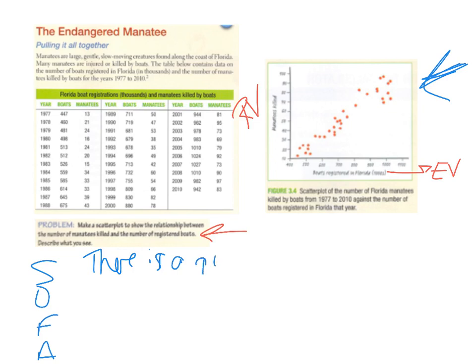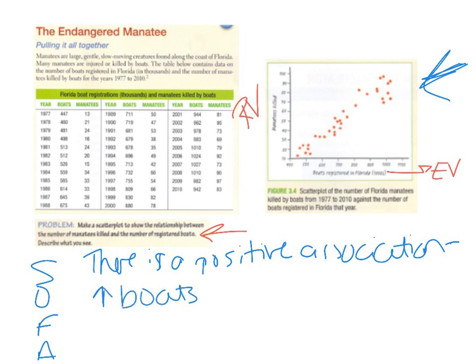That's an "is," and so I would use my context here. That's the best place to use my context. There's a positive association. I'm going to shorthand some stuff here: as registered boats increased, manatee deaths increased. Remember, you would need to use all of that context. So the number of registered boats in Florida, you're not talking about registered boats in the whole U.S. or in the southeastern U.S., registered boats in Florida, there's an increase in manatee deaths. So there's a positive association. More registered boats, more manatees are killed.